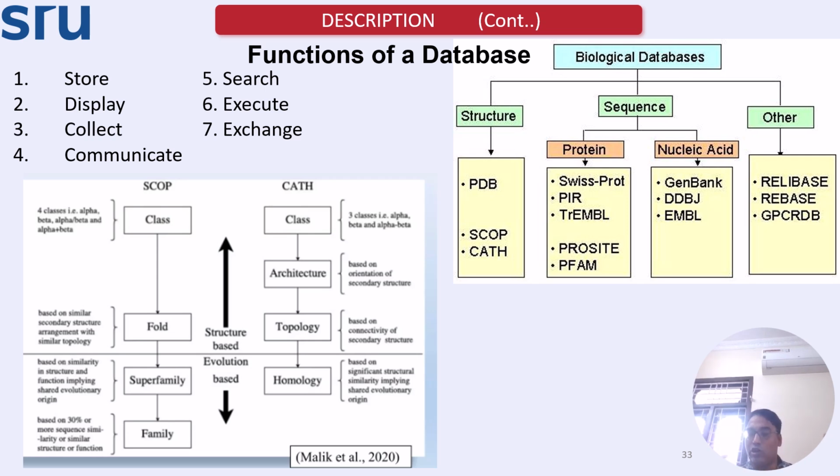Superfamily: based on that protein, when I'm considering multiple different species, multiple different sequences together, I'm calling it a superfamily. This leads to family. And now coming back to CATH. CATH is very specific. Here it's only considering three classes: alpha, beta and alpha beta. Then it's saying architecture, based on the structures only. Architecture based on the orientation. Topology based on connectivity. See, homology. All the homology is based on significant structural similarity and evolutionary data. It's considering the homology here.